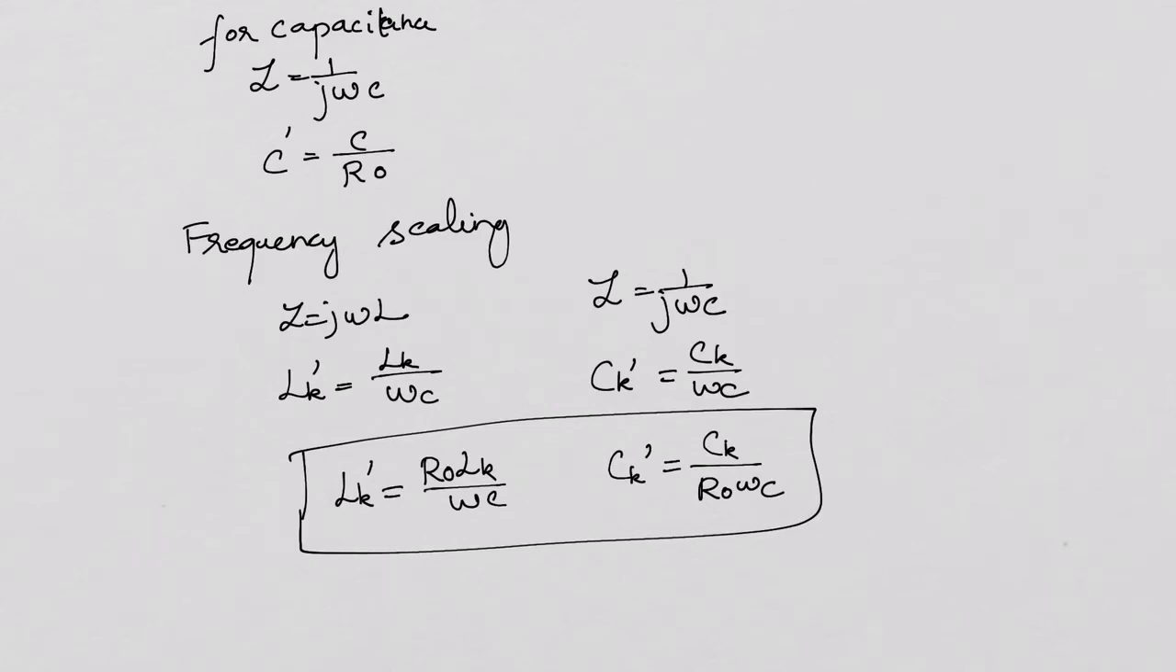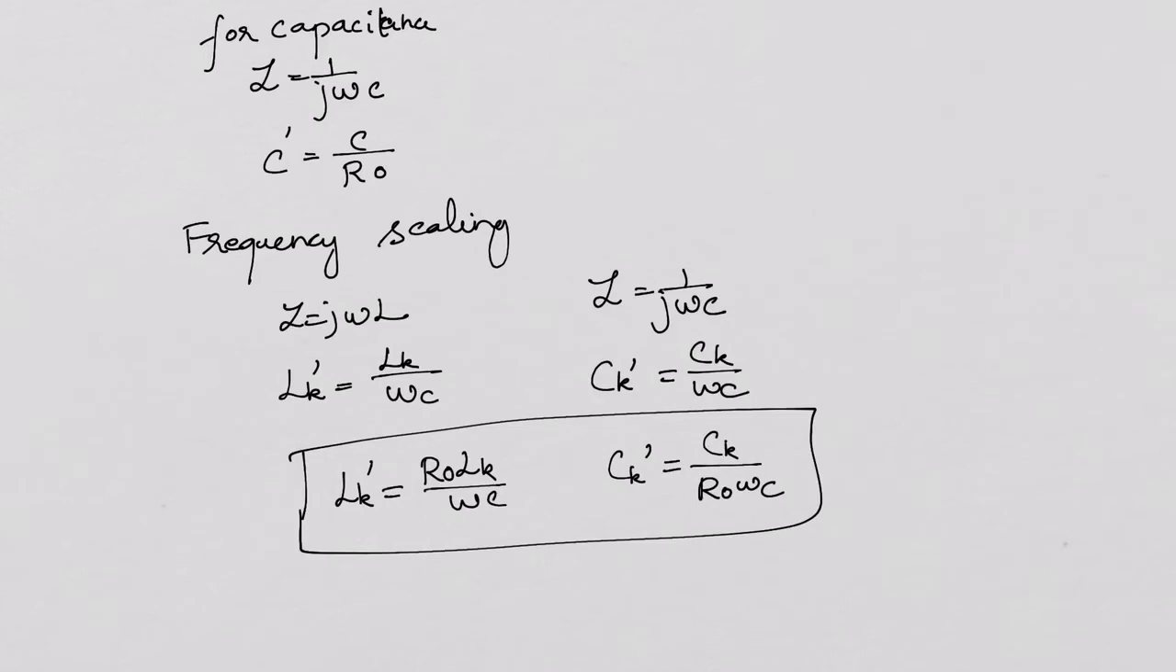So for example, again, what is the impedance of the inductor? Z is equal to j omega L. Now since omega has to be increased, we have to decrease the value of L by the same factor, omega C. Similarly, the impedance of the capacitance is 1 by j omega C. So in order to keep the impedance the same, the frequency is increased by decreasing the value of the capacitance. So Ck dash is equal to Ck divided by omega c.